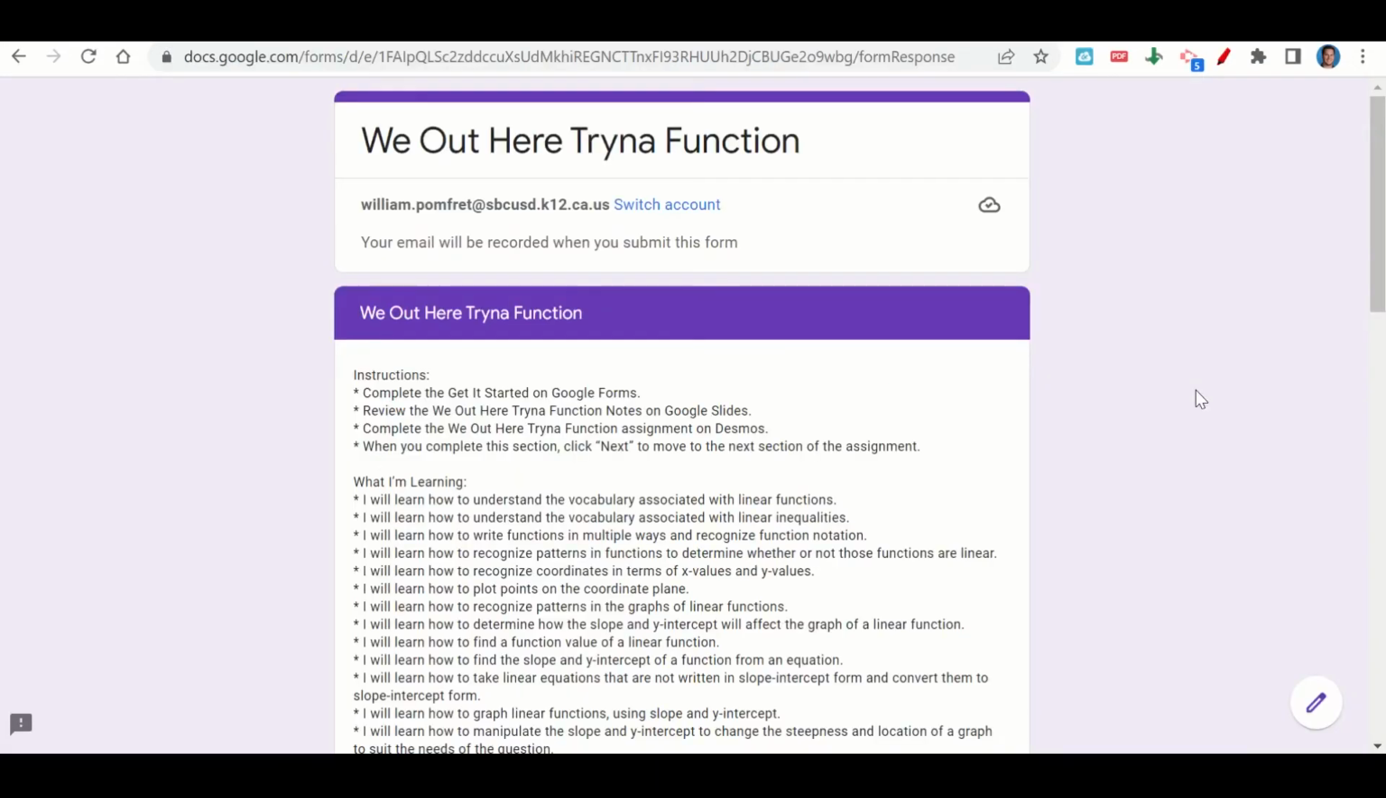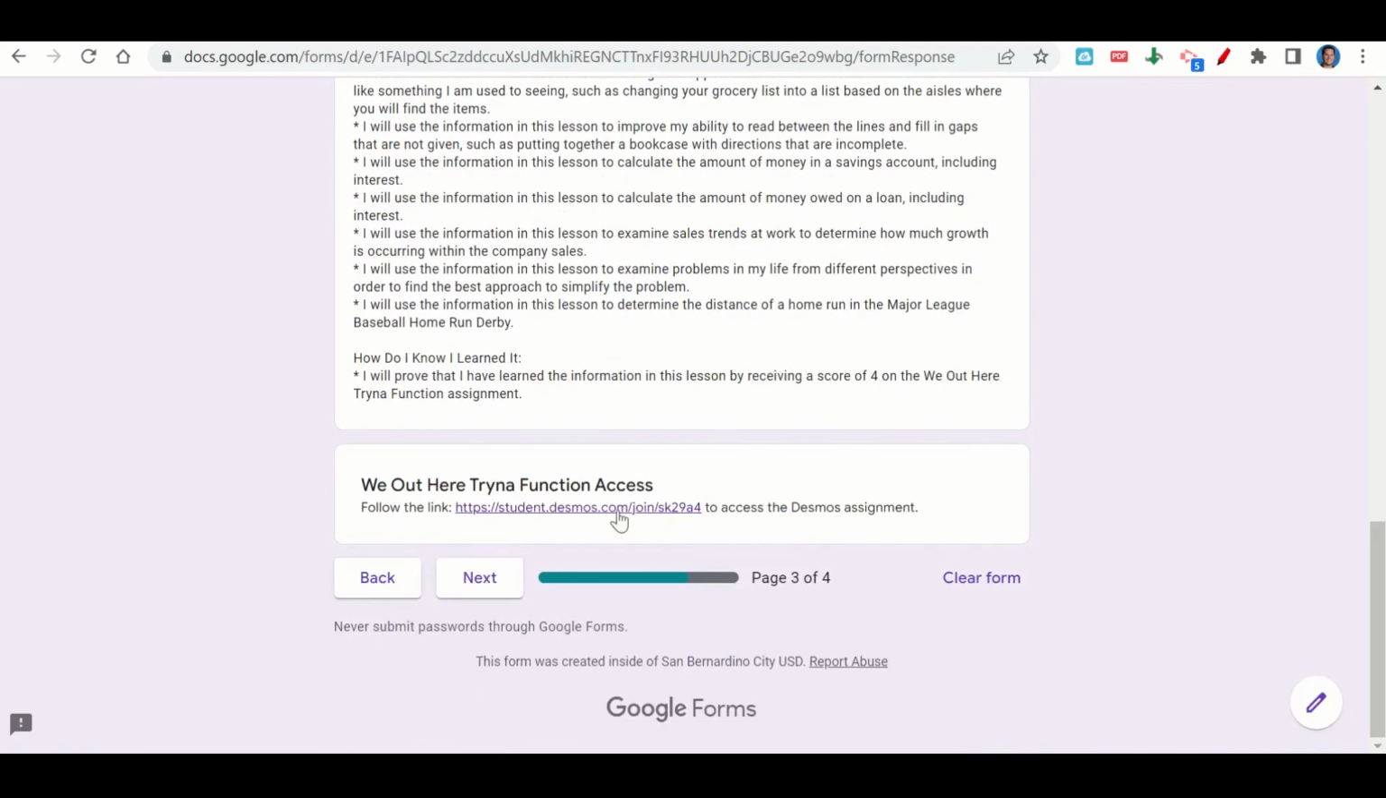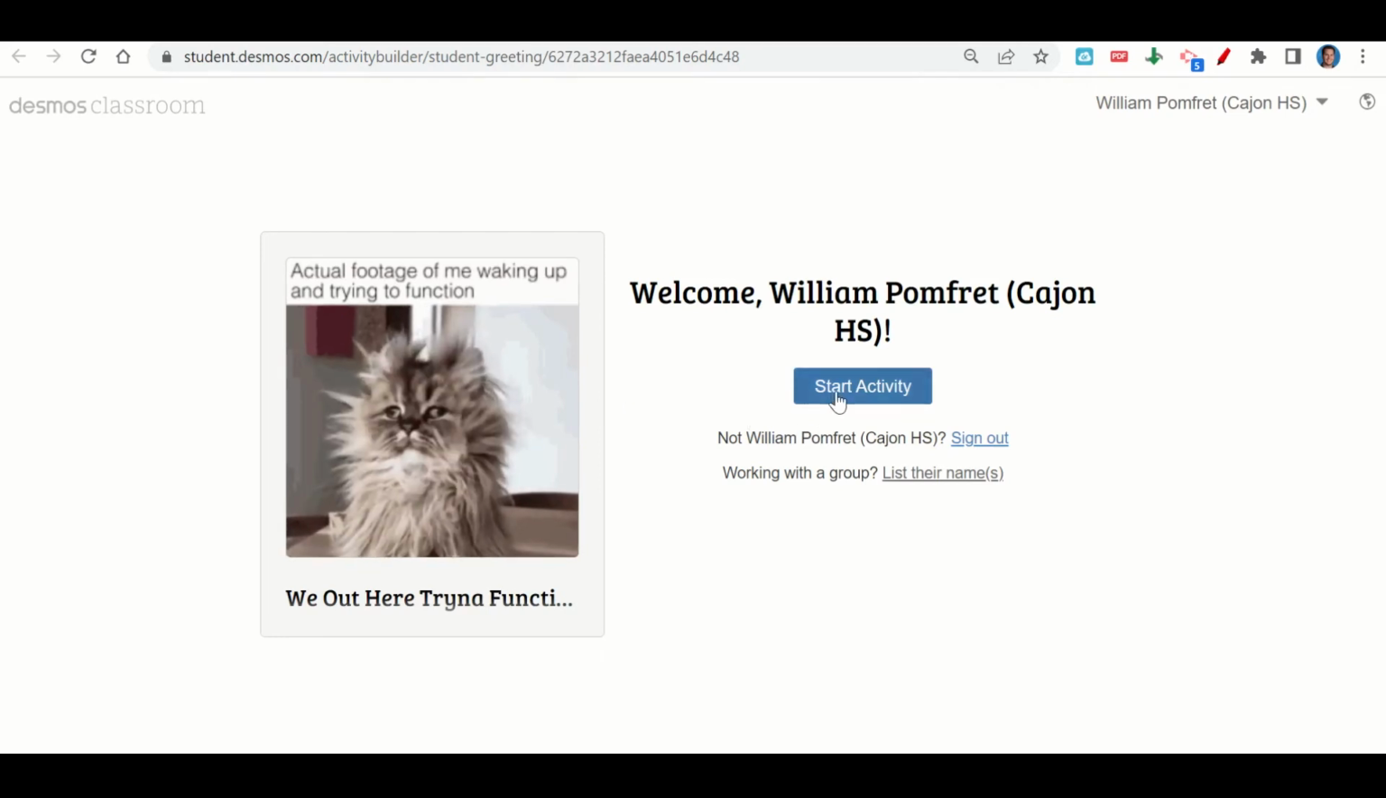Let's take a look now at the We Out Here Trying to Function assignment. The assignment begins with the learning goals and success criteria. If we scroll down, we can see the link that'll take us to the Desmos activity. When we click on that link, it should take us to a page that looks like this. We'll go ahead and click Start the Activity.